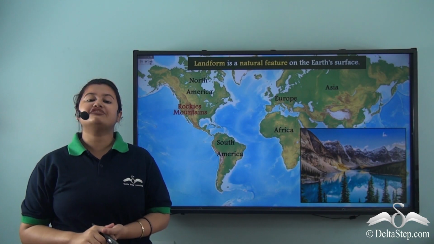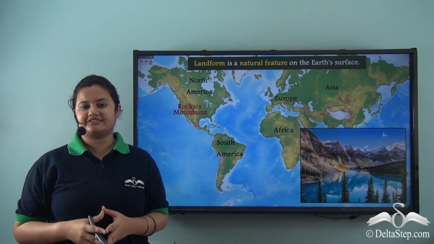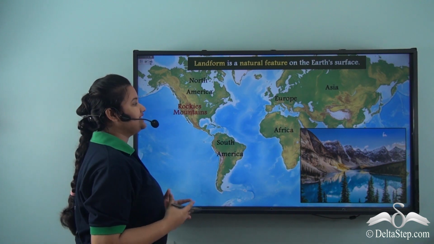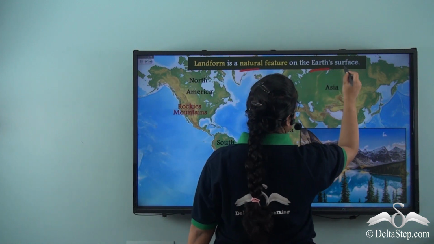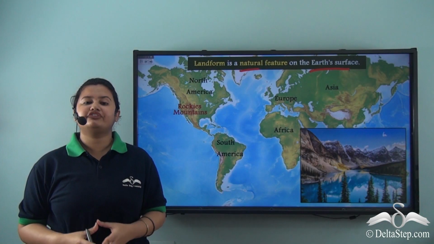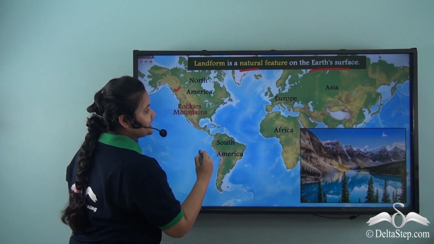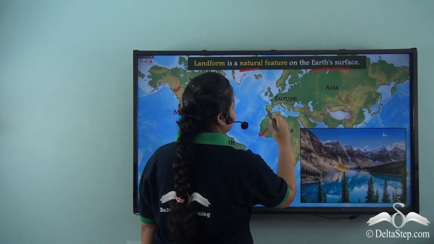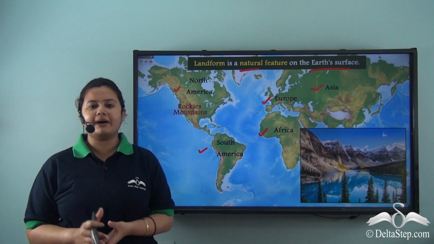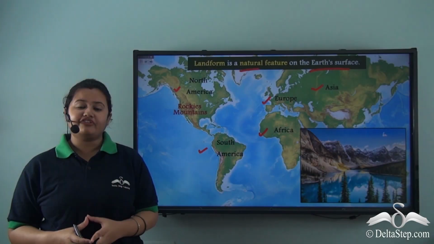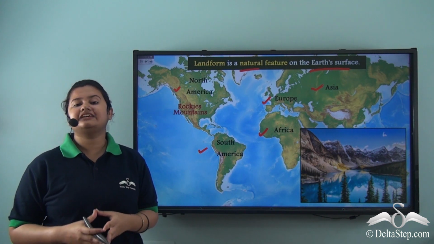A landform is a physical feature that occurs naturally on the Earth's surface. So in other words, we can say a landform is a natural feature on the Earth's surface. Now the different continents we know about, that is North America, South America, Africa, Europe, Asia, and also Australia are all part of landforms. In fact, different kinds of landforms are present in these continents.